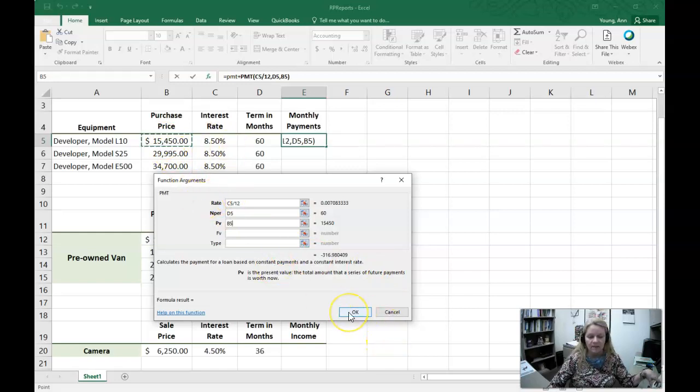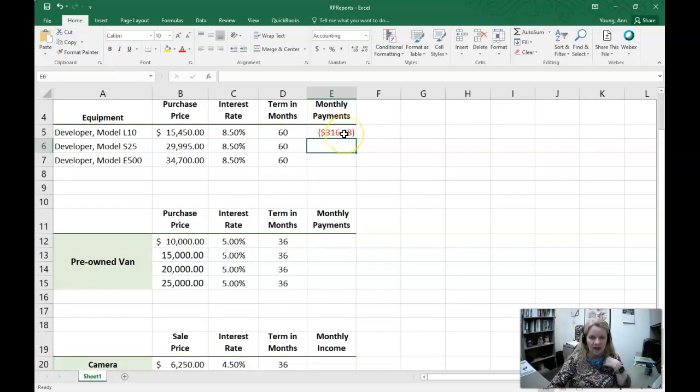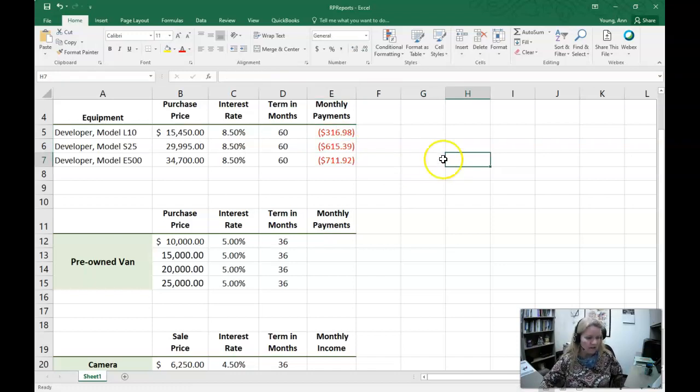Once I've done all of that, I'm going to select OK, and Excel returns to me the payment amount. Sorry, I put it in twice. It'll be returned as a negative number or in parentheses because cash outflow is considered negative. I can use the fill handle and copy my formula down from here to the other 2 to get the payment for these amounts as well. So there you have the periodic payments for a loan.